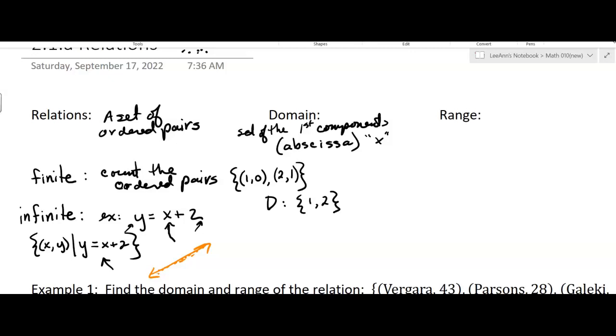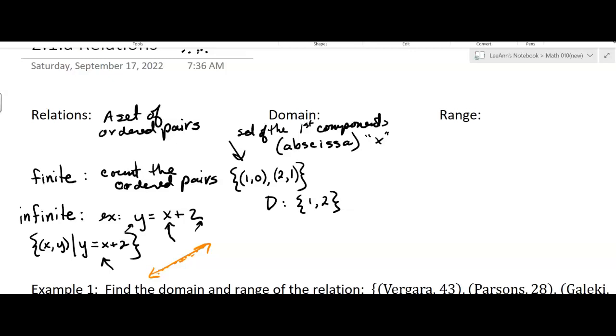Now notice the notation. I'm listing the set. I can tell you what the first components are. I only have 2 points in this relation right here. And that means it's finite. I just have 2. I can count how many points I have. And I have 2 first components, 1 and 2.